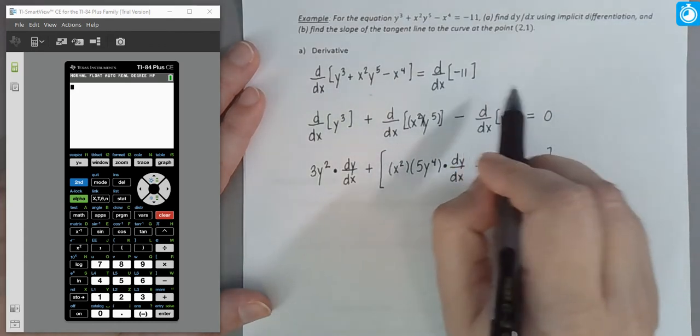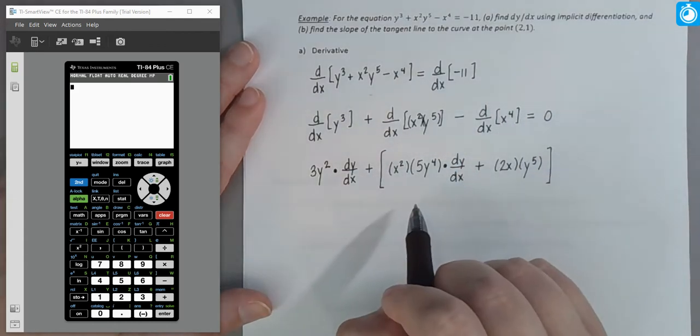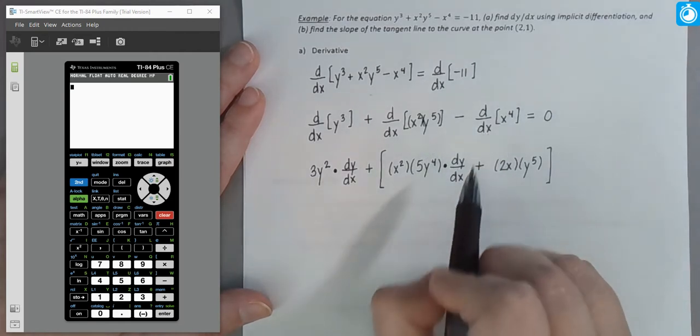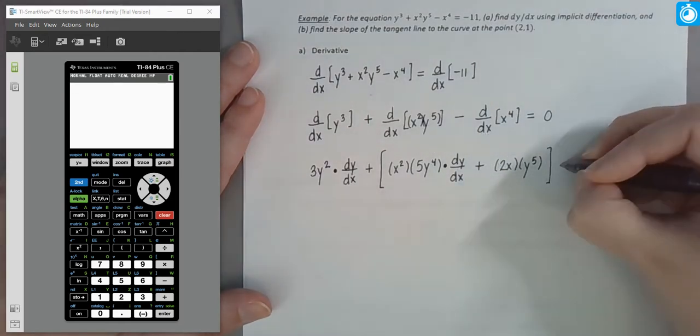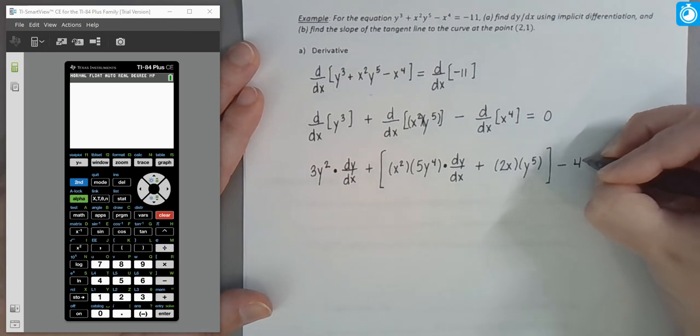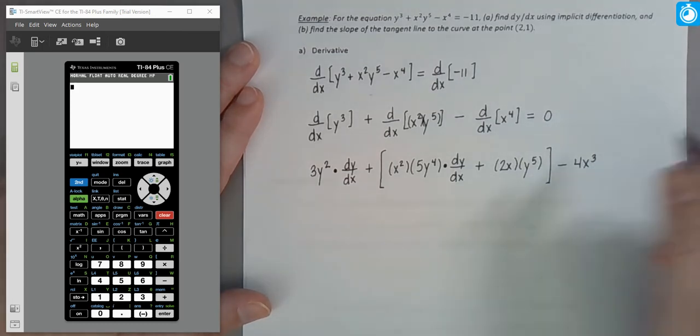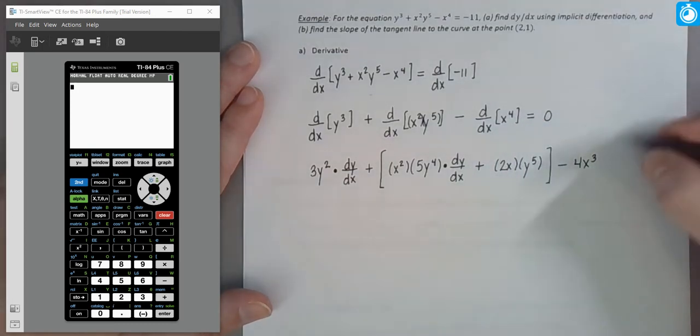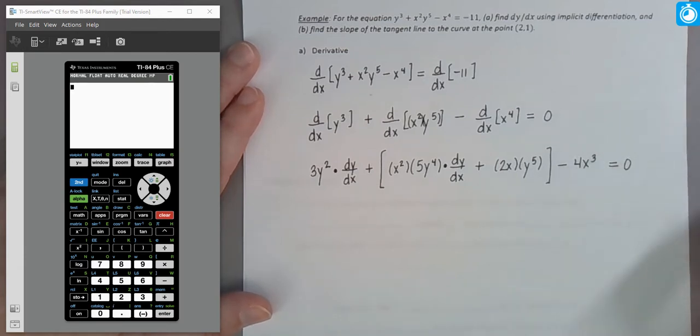And then our last term just involves x. So we differentiate this like normal because we're differentiating with respect to the same variable. So minus 4x cubed. And then all of that is equal to 0.